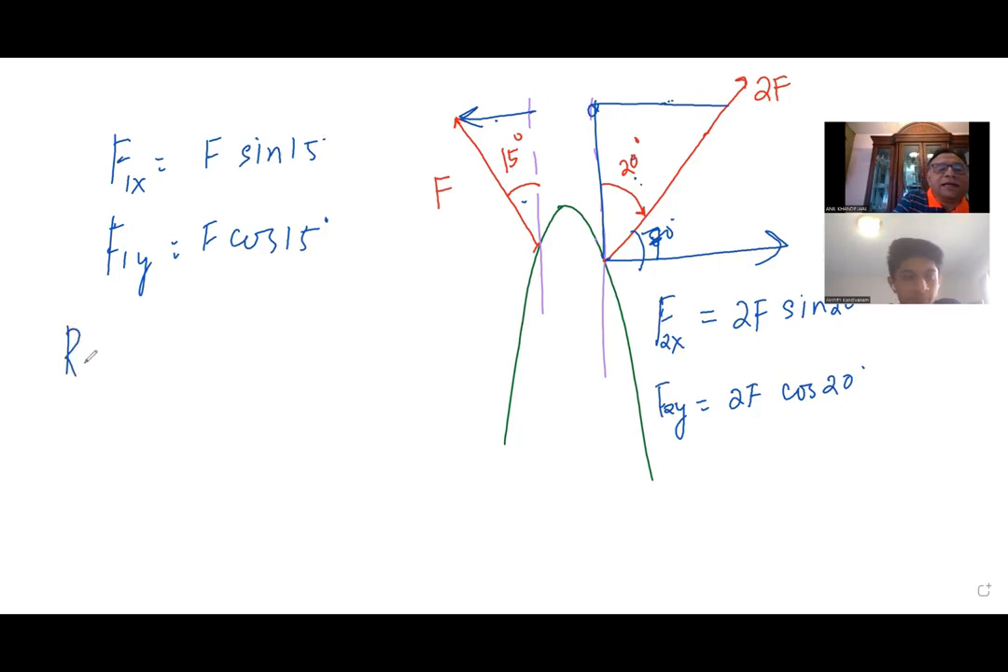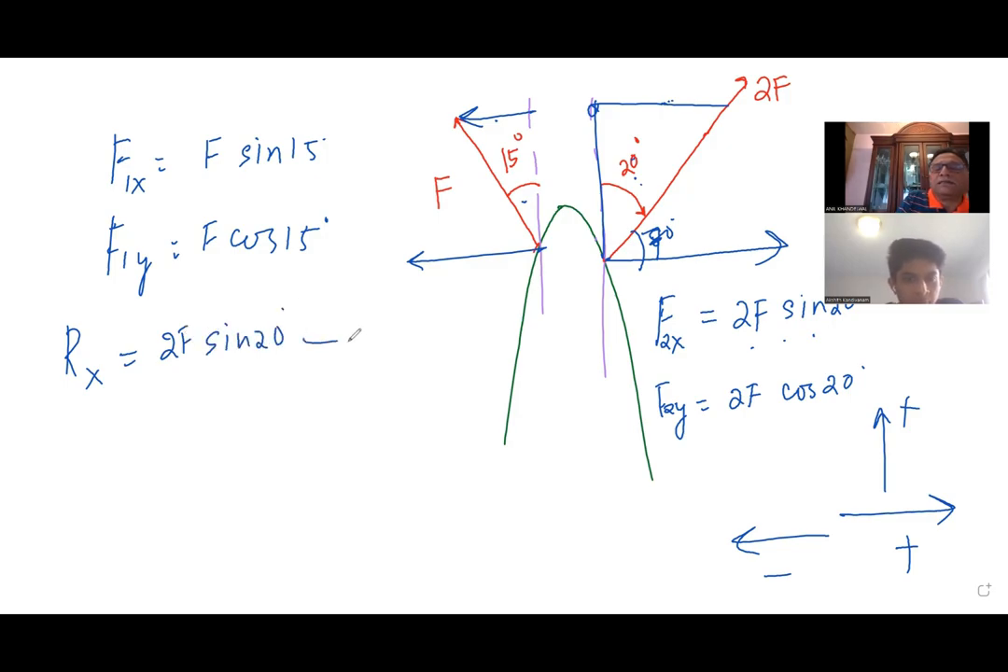Let's say the resultant x component will be adding these x components. They are in the opposite direction, right? In our nomenclature, this is positive and this is negative. Up is positive, and therefore we'll write this as positive. So we'll write 2F sine of 20 degrees minus F sine of 15 degrees. You can plug in and calculate the value.